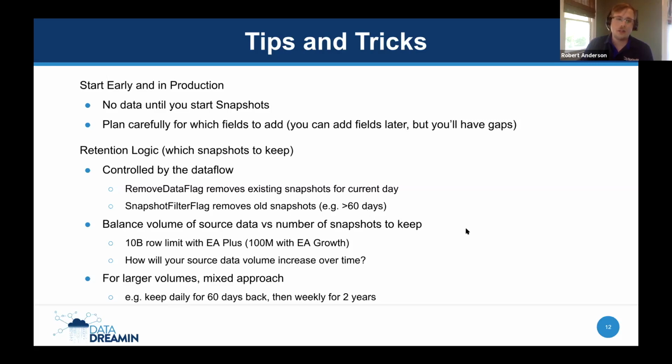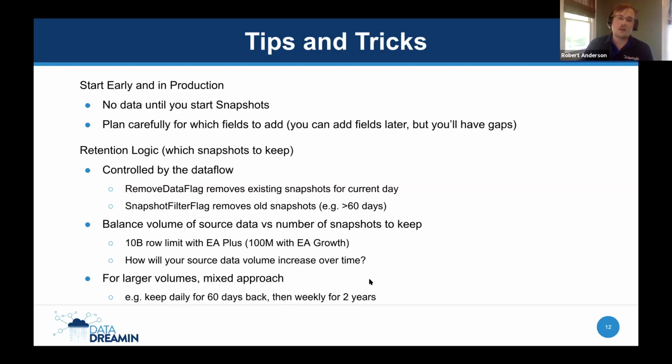And really the aim here is to balance the volume of your source data versus the number of snapshots to keep. You have a 10 billion row limit with Einstein Analytics Plus. So even if you have tens of millions of records, you can keep up to a couple years daily and still be under that limit. If you only have Einstein Analytics Growth, you only have 100 million. So you might have to plan a little bit more there, but just try to do some math. Especially as you're doing that math, think about how your source data volume might increase over time. If your business is growing, if you're acquiring new companies and suddenly your source data is going to double or triple, then try to keep that in mind.